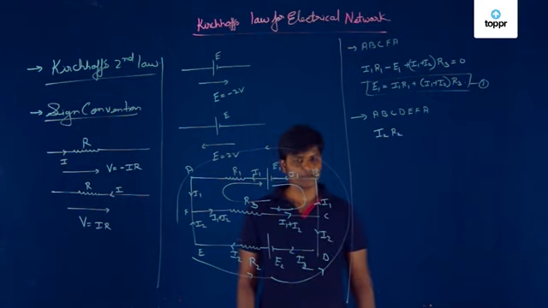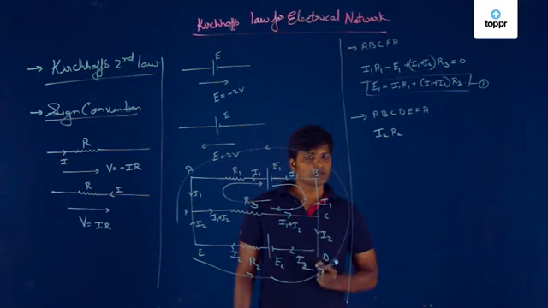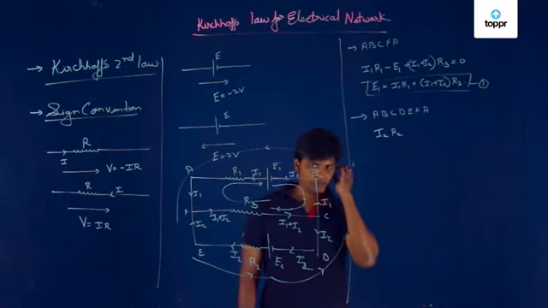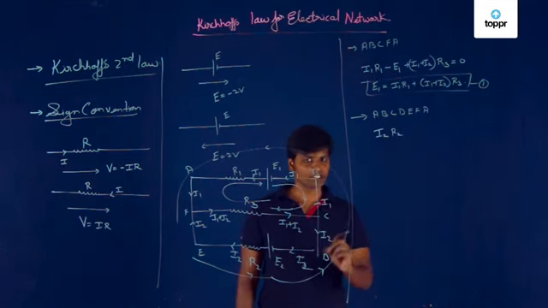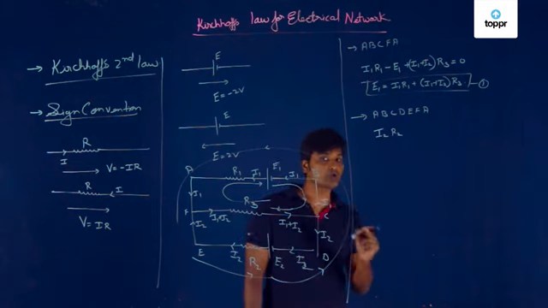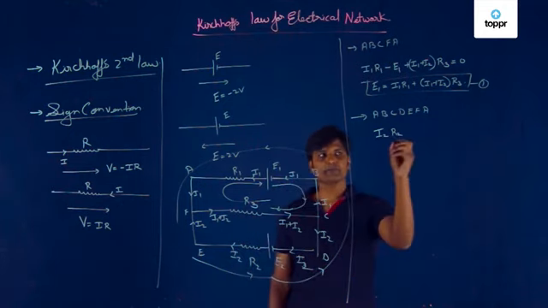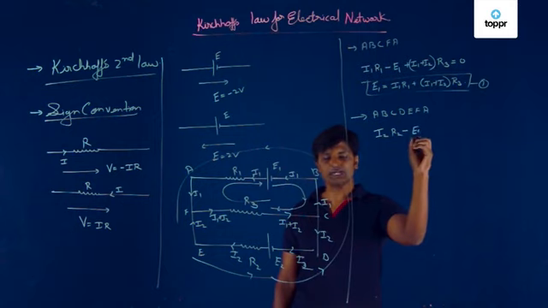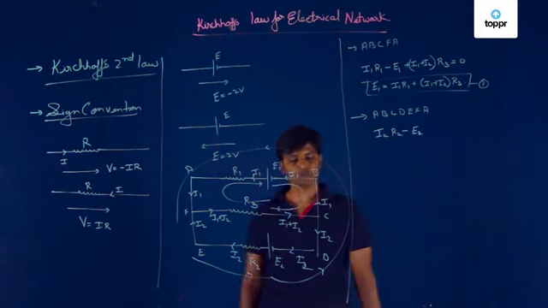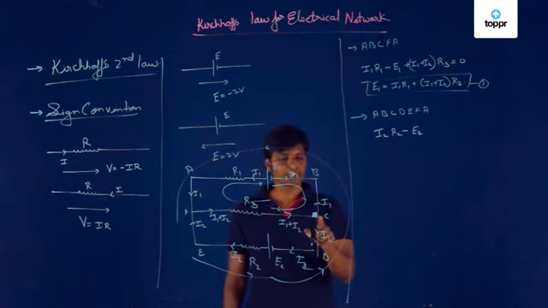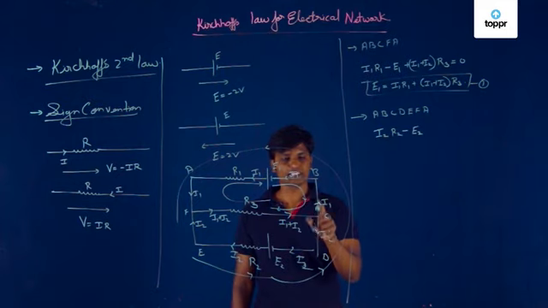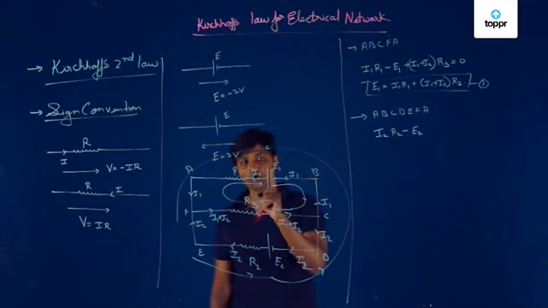Now this EMF battery, from which terminal am I coming out? Positive or negative? I am coming out of the negative terminal. So this EMF will be considered to be negative. This battery will be considered to be negative, minus E2. From D to C, is there any component? No. From C to B, is there any component? No. From B to E1, is there any component? No.